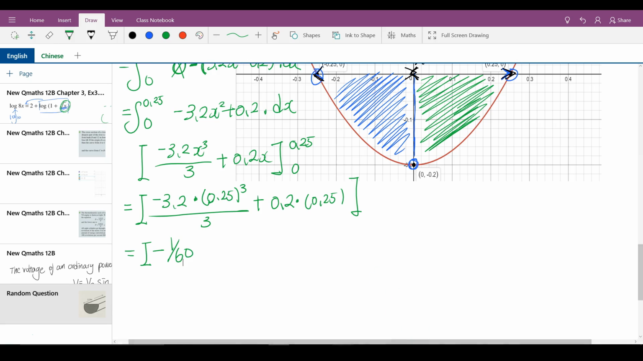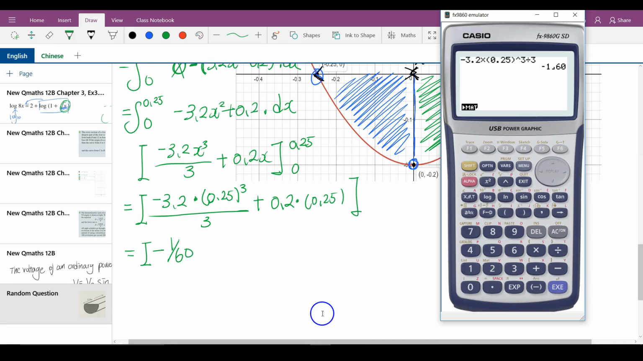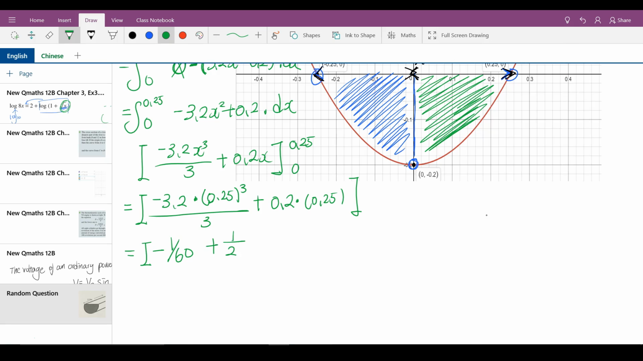I want to keep it as a fraction, so it's more accurate this way. And then the next bit is to have 0.2 multiplied by 0.25. That's 0.05, in fraction, 1 over 20. So it's plus 1 over 20. Right? And now let's make it to the common denominator. Hopefully by now, doing this should be year 12.